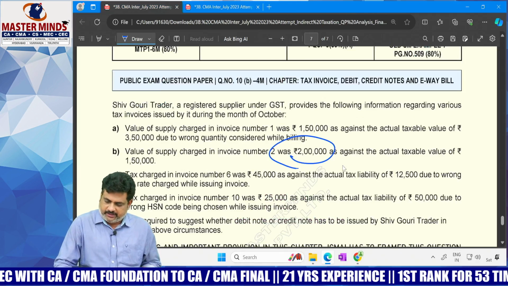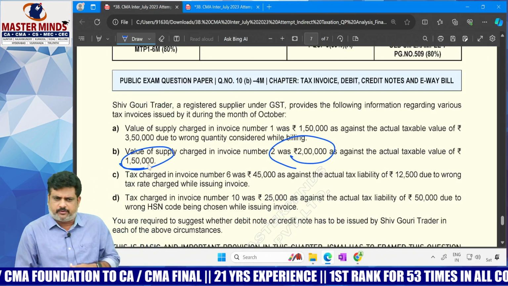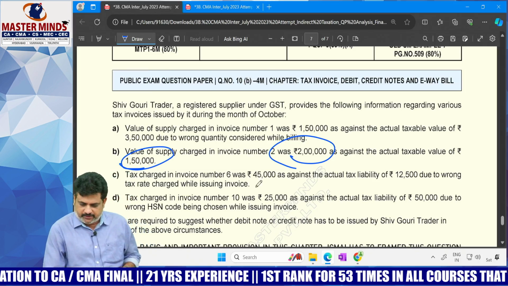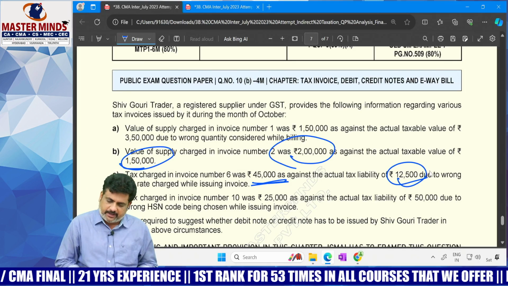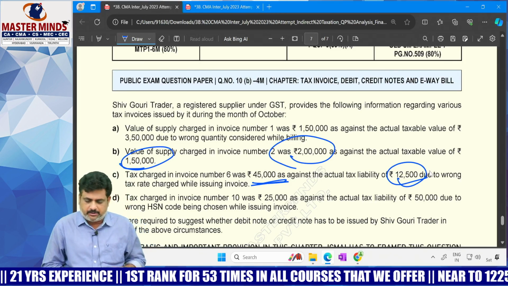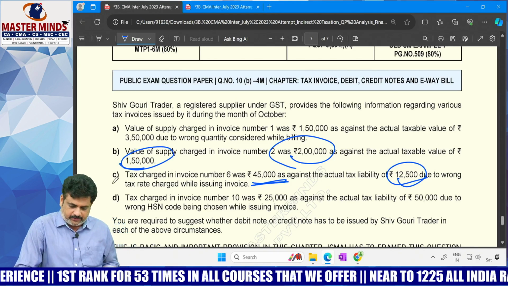Next one. Invoice value is 2 lakhs, whereas actual value is 1,50,000. That means invoice value is more than actual value. What is the thing we need to issue? A credit note. Next one. Tax indicated in the invoice is 45, whereas actual one is 12,500. Tax indicated in the invoice is more than actual tax payable. What is the thing we need to issue now? A credit note.